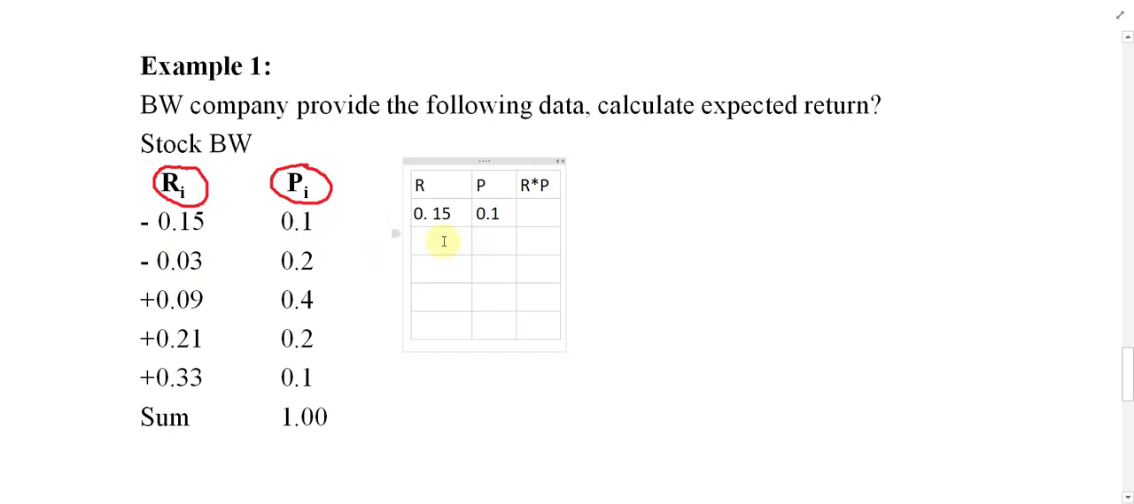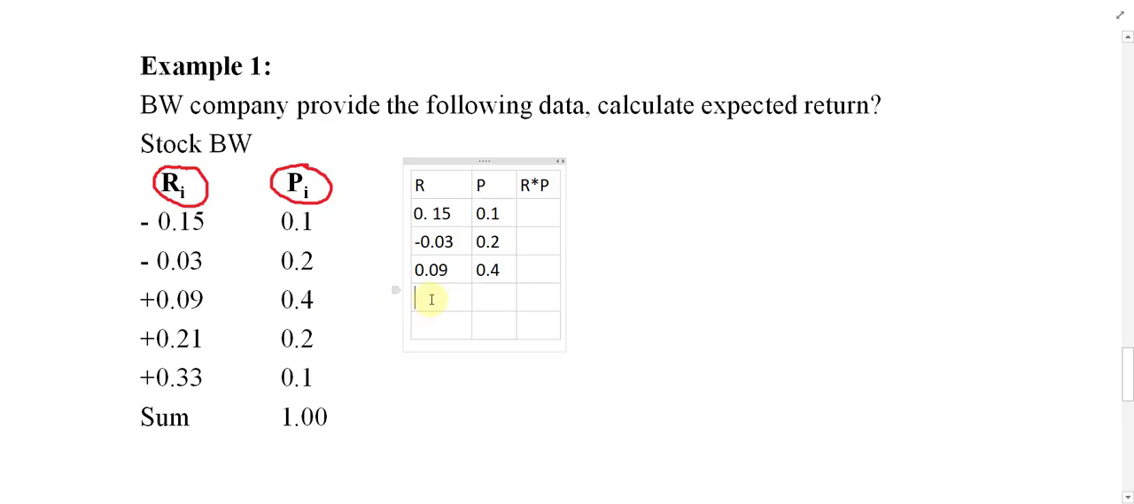The next R, how much is the next R? It is minus 0.03. And how much is the value of P? P is equal to 0.2. The next R, just mention the value of each R. The next R is 0.09. And how much is the value of this one? It is 0.4.